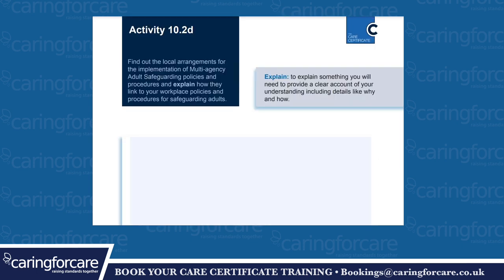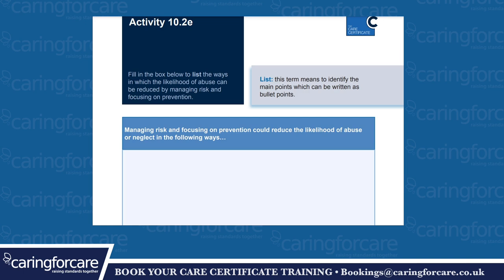Activity 10.2D. Find out the local arrangements for implementation of multi-agency adult safeguarding policies and procedures and explain how they link to your workplace policies and procedures for safeguarding adults. Explain. To explain something, you will need to provide a clear account of your understanding, including details like why and how. Activity 10.2E. Fill in the box below to list the ways in which the likelihood of abuse can be reduced by managing risks and focusing on prevention. List. This term means to identify the main points, which can be written as bullet points.